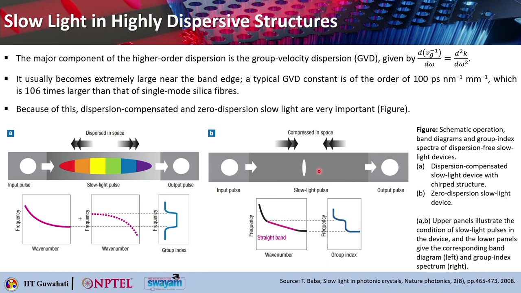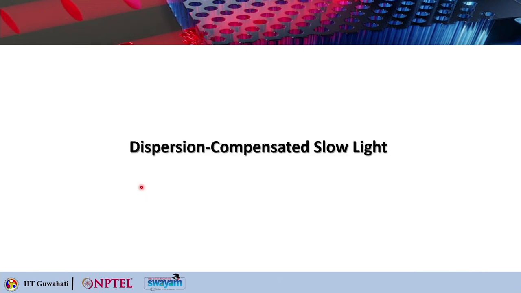So with this you can understand, even though a high buffering capacity is potentially expected from a large delay bandwidth product in a photonic crystal waveguide device specifically designed for wide band slow light, the net capacity is finally determined by how the GVD is getting suppressed. So GVD, the group velocity dispersion, is playing a very important role. Now let us focus on the dispersion compensated slow light.